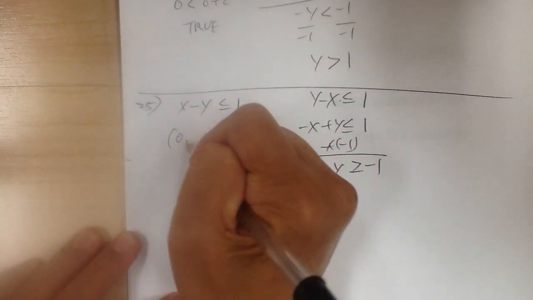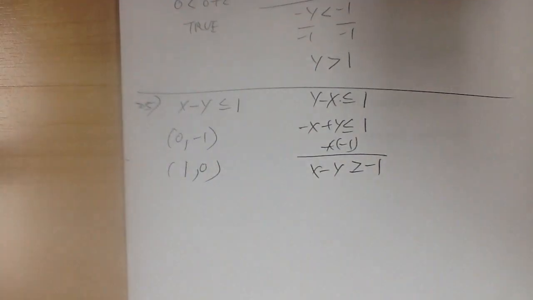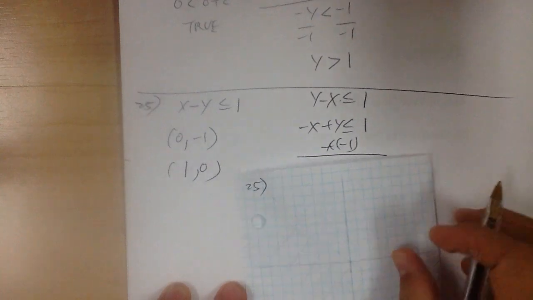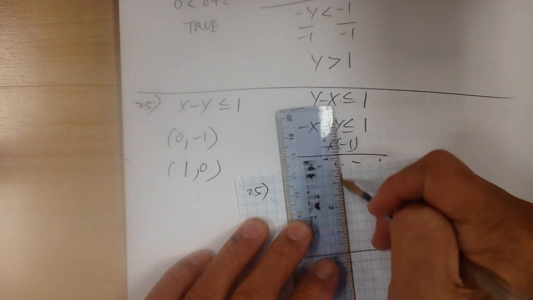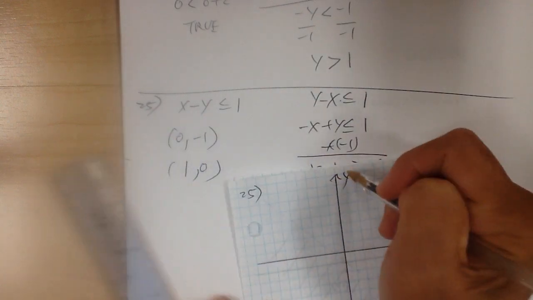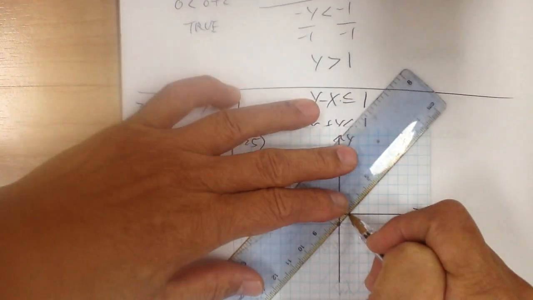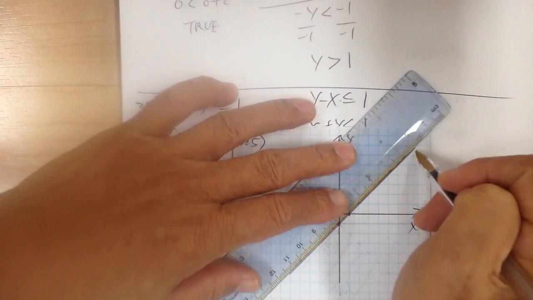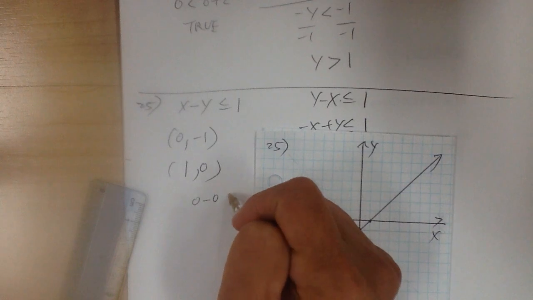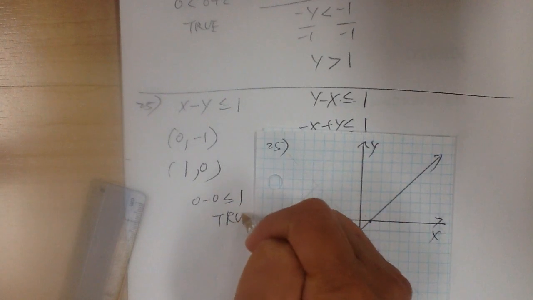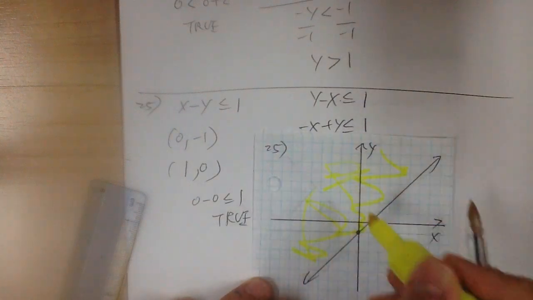Over here, if you let x equal 0, then y will equal negative 1. If you let y equal 0, x will equal 1. So let's do that. So 0, negative 1, and 1, 0, it's over here, and it's going to be a solid line. Then do the testing point, 0, 0. Put 0, 0 in here, you get 0 minus 0 is less than or equal to 1, so that's true. So I'm going to shade this part, the part with the 0.